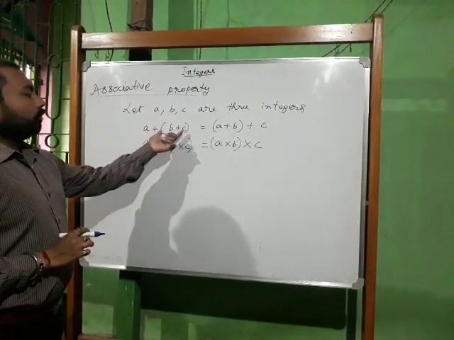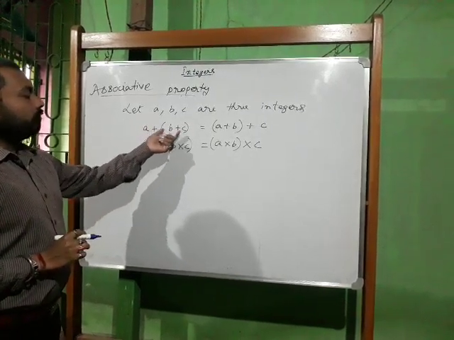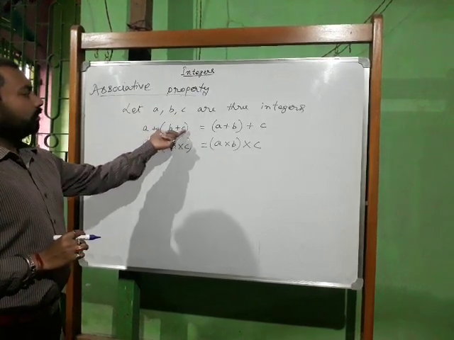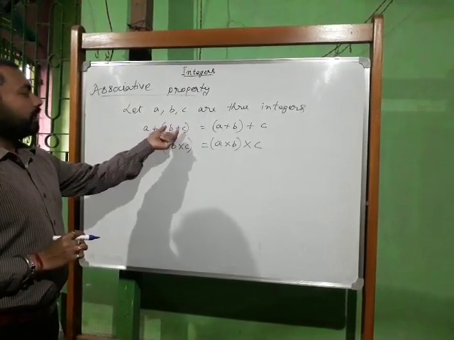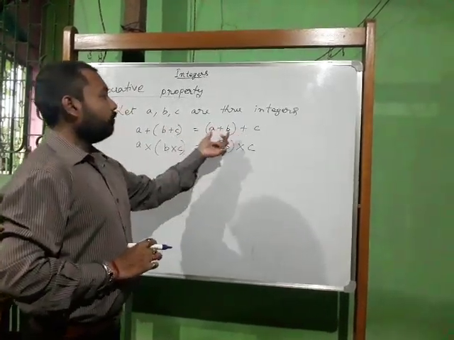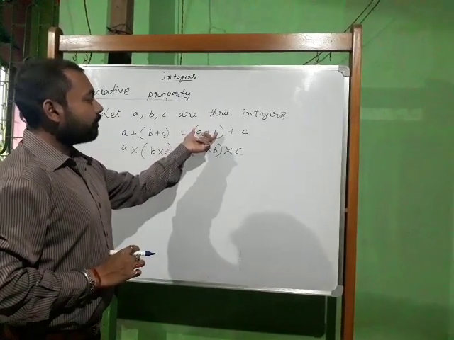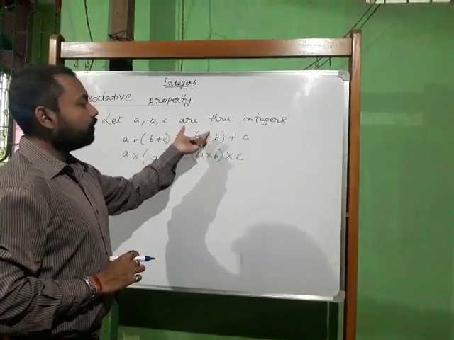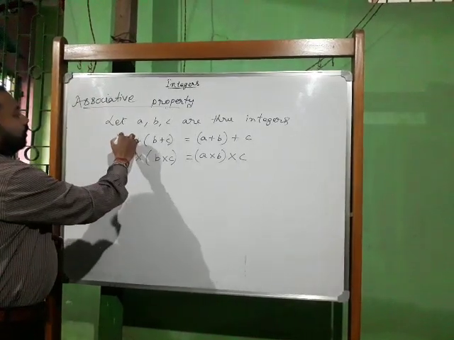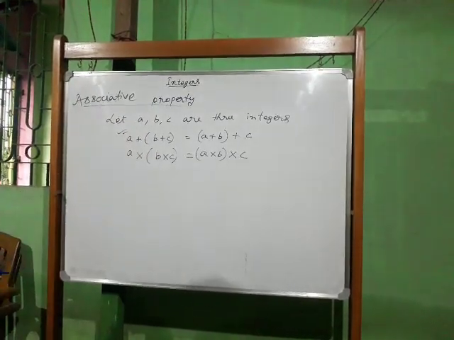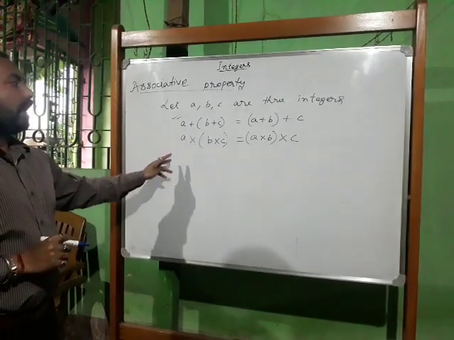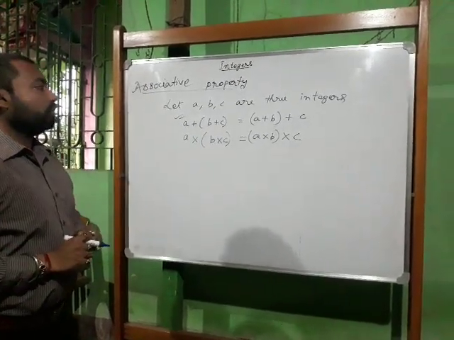At first, on the left hand side, we are taking b plus c because this is in the first bracket. So after getting the result, we will add this. Similarly, on the right hand side, we have added at first a and b. Then whatever the result comes, we will add c. So this associative property holds only for addition and multiplication. Again, division and subtraction don't follow associative property.